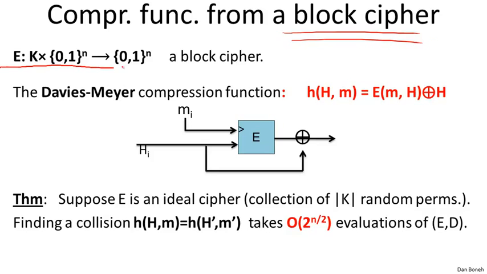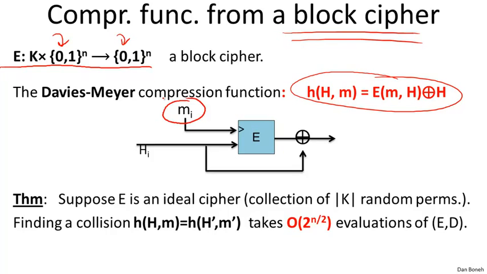So assume we have a certain block cipher. Here it operates on n-bit blocks, so the input is n bits and the output is n bits. Then there's this classic construction called the Davies-Meyer construction, which I wrote down in symbols here. Given the message block and the chaining variable, all we do is encrypt the chaining variable using the message block as a key, and then we do one more XOR on the output.